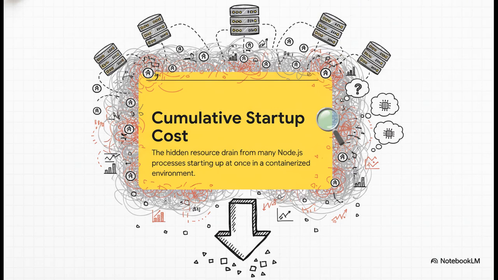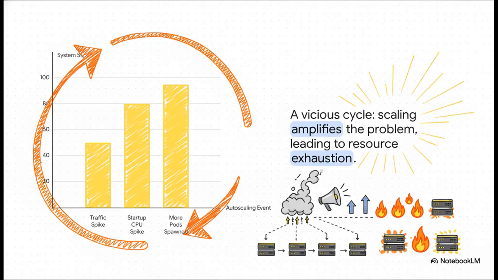See, their system was designed to auto-scale. When traffic spikes, it just spins up new instances. But here's the catch they missed. Every single time a Node.js process starts, there's this huge initial burst of CPU usage. And when dozens of these happen at the exact same time, that cumulative cost acts like a shockwave, knocking the entire system over. This chart shows the absolutely brutal feedback loop they were stuck in.